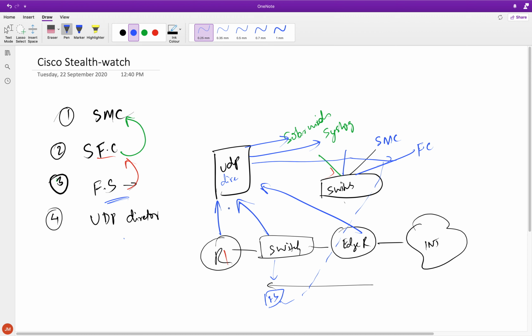So this drastically reduces the load, because your UDP director generally will be there in your data center. That way you don't choke your actual network with multiple collection streams. So that's the use of the UDP director. I think that's a little bit clear now with respect to the various components.